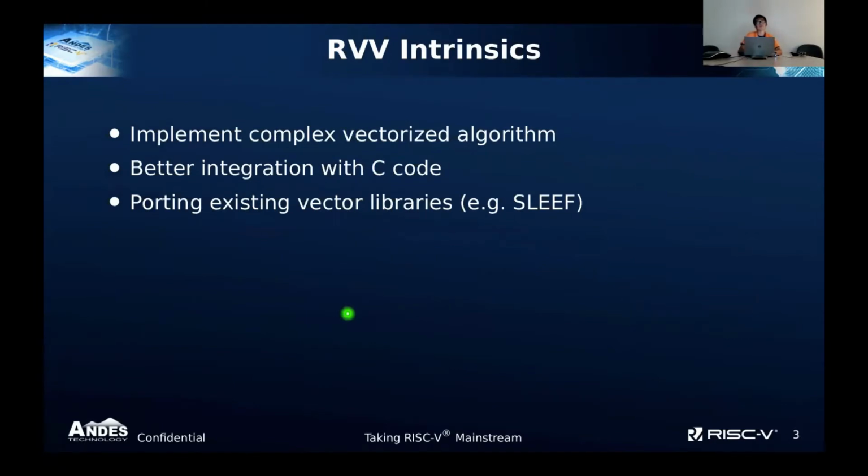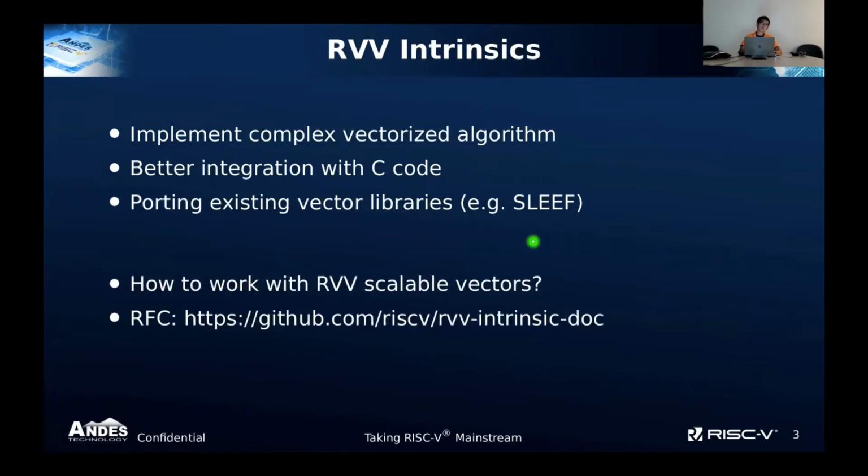So if you have a vector core, you can write vector instructions in pure assembly, but you probably don't want to do that because the code you want to vectorize may grow very complex. And if there are intrinsics at C level, you can provide better integration with your other C code. And it's also possible to port existing vector libraries to RISC-V, such as SLEEF.